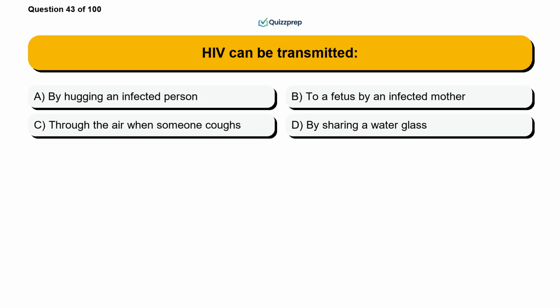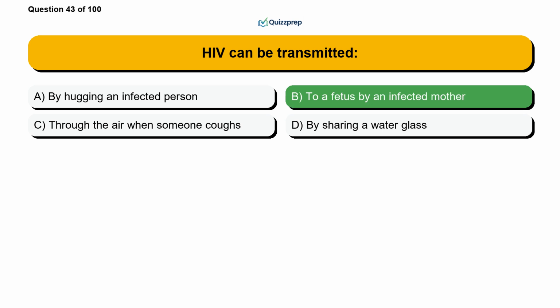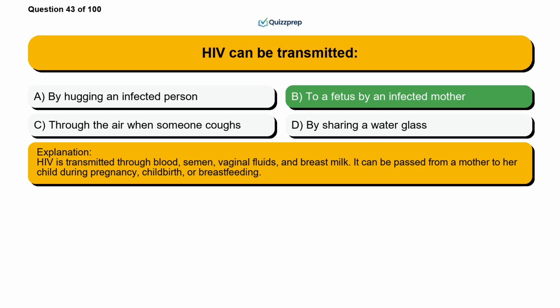Question 43. HIV can be transmitted: Option A, by hugging an infected person. Option B, to a fetus by an infected mother. Option C, through the air when someone coughs. Option D, by sharing a water glass. The correct answer is option B, to a fetus by an infected mother. HIV is transmitted through blood, semen, vaginal fluids, and breast milk. It can be passed from a mother to her child during pregnancy, childbirth, or breastfeeding.